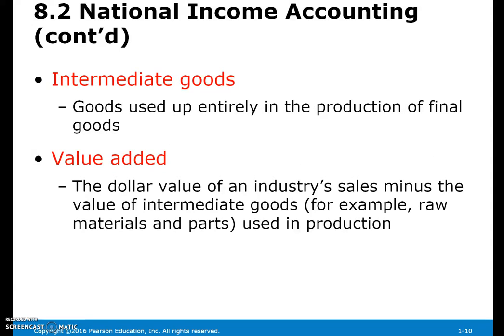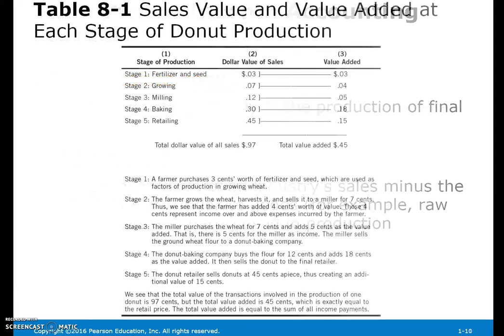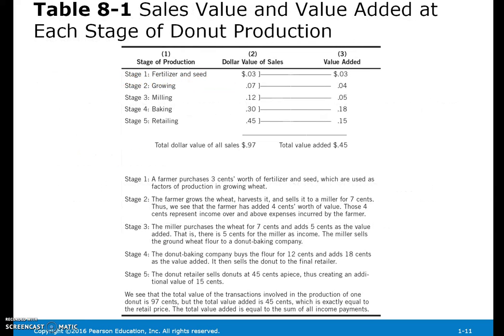So intermediate goods are goods that are used up entirely in the production of final goods. And value added is this concept of the dollar value of an industry's sales minus the value of an intermediate good. For example, raw materials and parts used in production. And now we get this nice little table talking about value added in intermediate goods, which is value added at each stage of donut production.